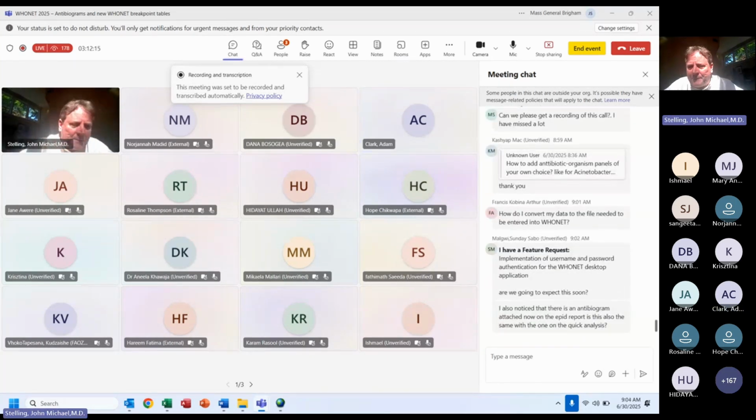And for those of you who have to drop off, feel free, and everything will be available online. How do I convert my data needed to be entered into WHONET? If you manually enter the data into WHONET, like I was just showing, the data are in WHONET. But if you have a Vitek machine, a Microscan, or a Phoenix machine, if you have Excel, if you have a laboratory information system, we don't want you to retype the data.